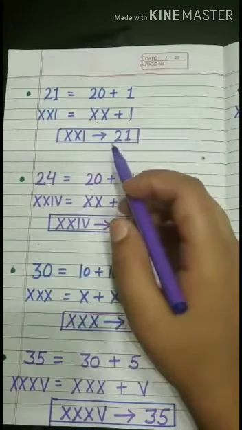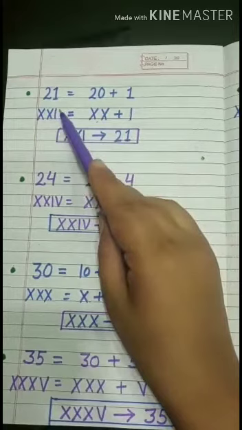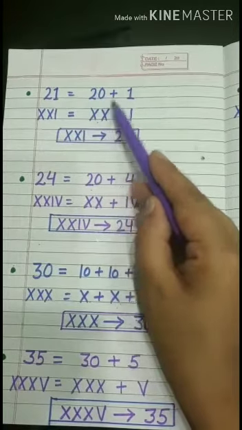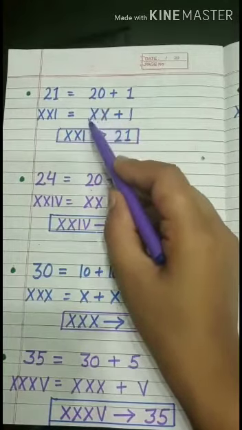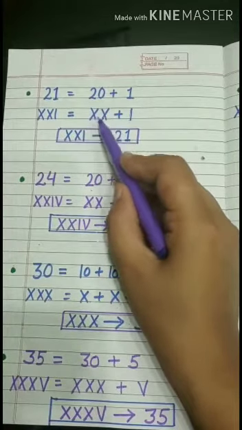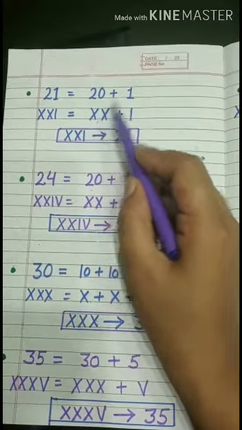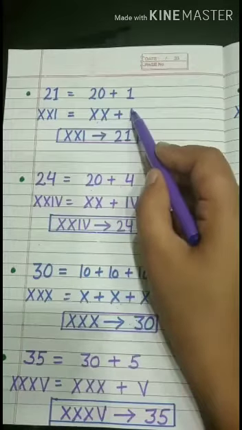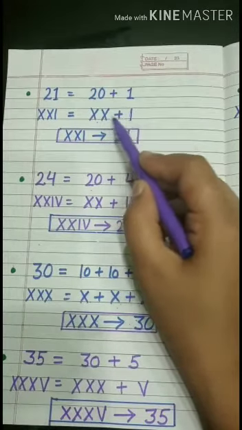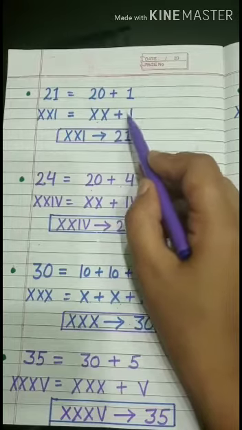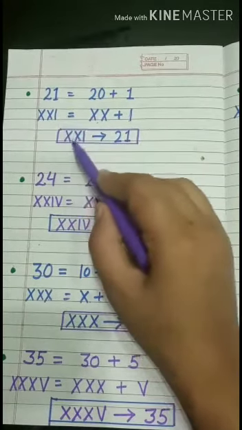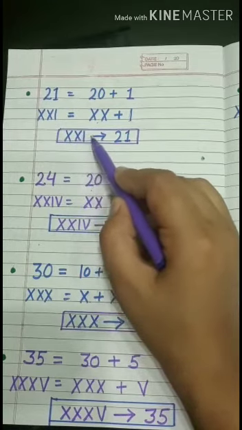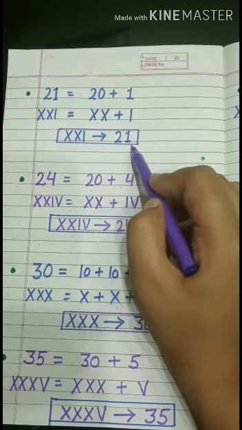Now let's move further. 21. 21 can be written as 20 plus 1. For 20, we just did it, what symbol will we use for 20? X X. Clear? And for 1, we use the symbol I. Again it is added here, then we will write the smaller symbol to the right side of the greater symbol. So XXI stands for 21.